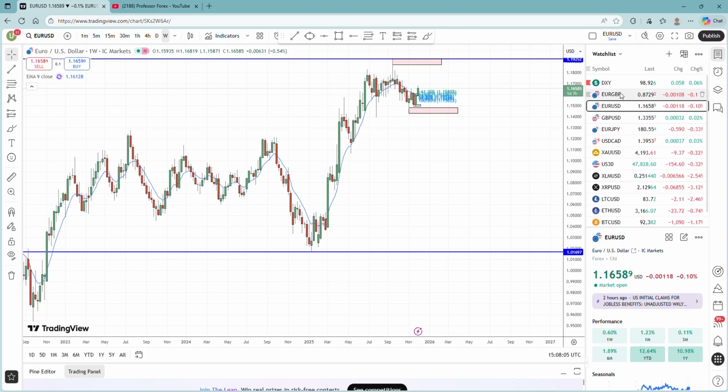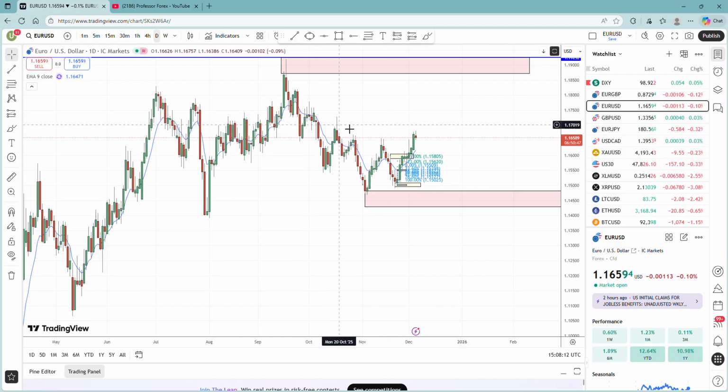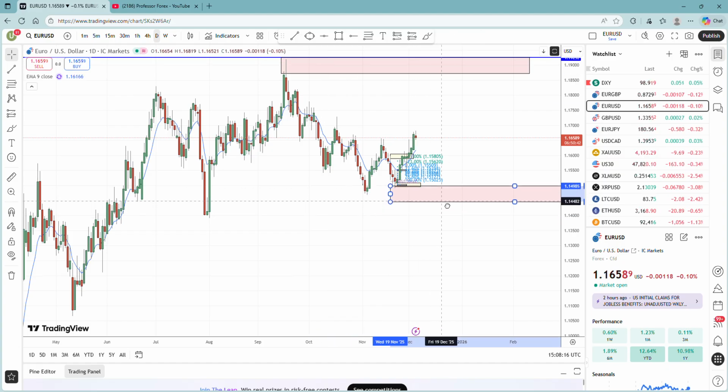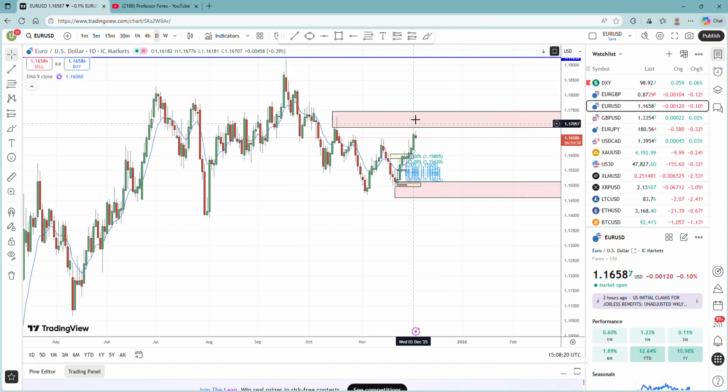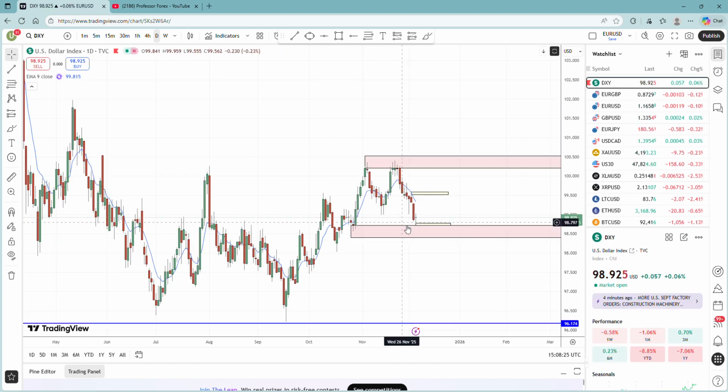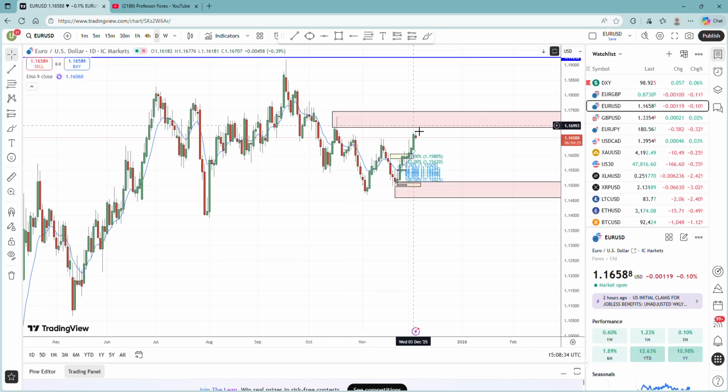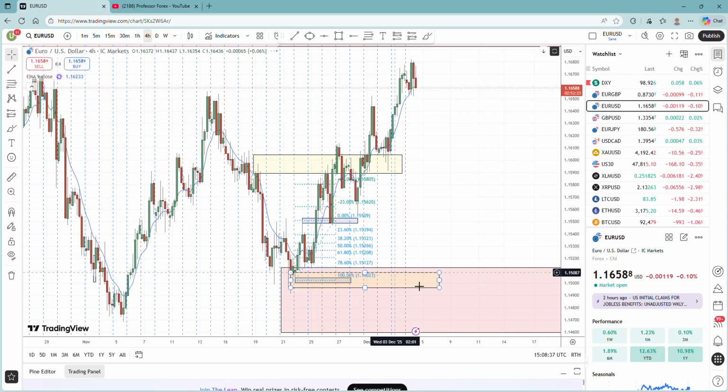So let's have a look. Weekly, H4 resistance in blue, H4 support, weekly, daily resistance, daily support. That's your daily support, this is your daily resistance. As you can see, price is approaching the daily resistance. Remember, the DXY is on a daily support, so from here it will likely reject. So if DXY goes up, the USD goes down.